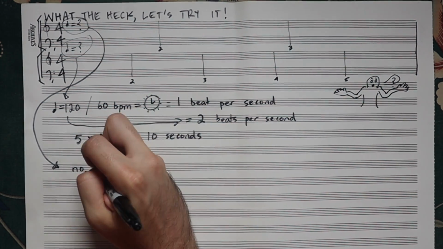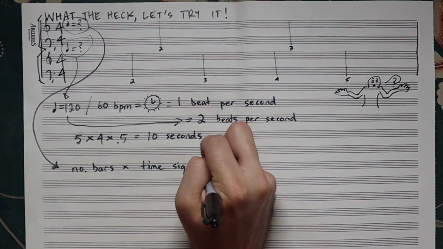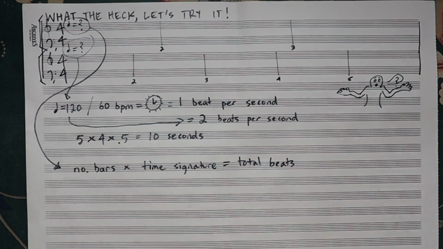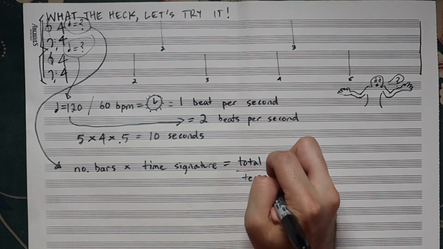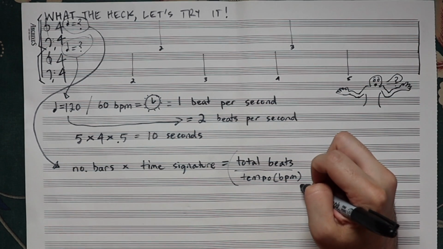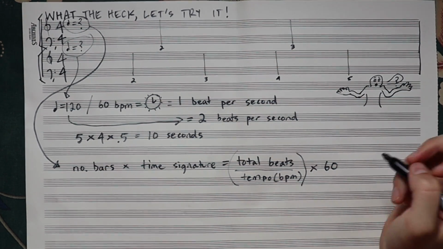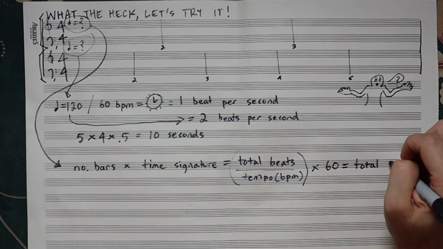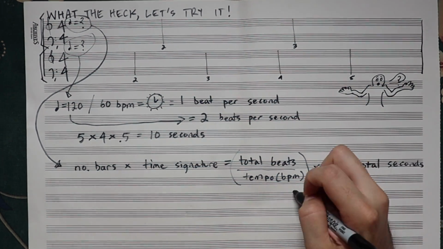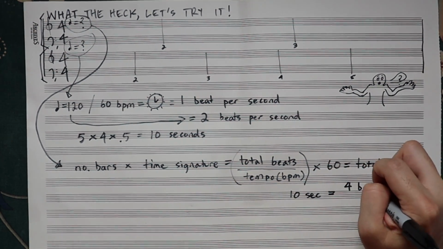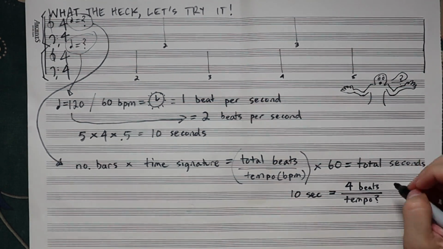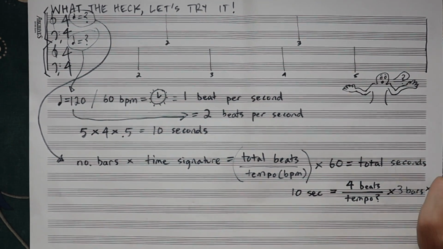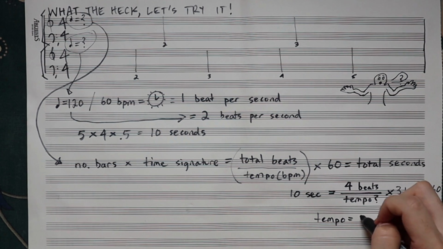If you multiply the number of bars by the time signature, that will tell you the total number of beats for the segment. Divide that number by the tempo, or beats per minute, and then multiply by 60 because there are 60 seconds in a minute. This will tell you the total number of seconds that a segment lasts. In this case, we know the segment should last for 10 seconds, but we don't know the tempo, so plug in the variables, and we find that the tempo should be 72 beats per minute.